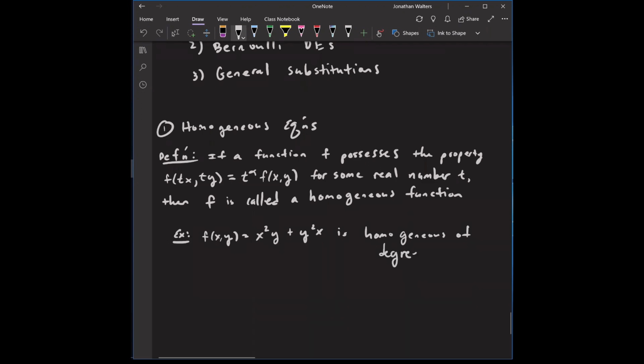So if we say of degree 3, we really just mean that we can take out t cubed from the function when we substitute that in. So let's see how that works.